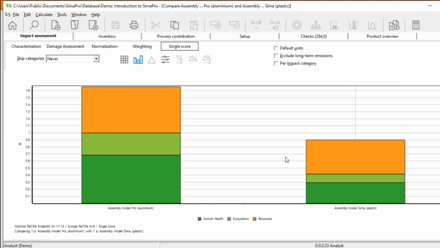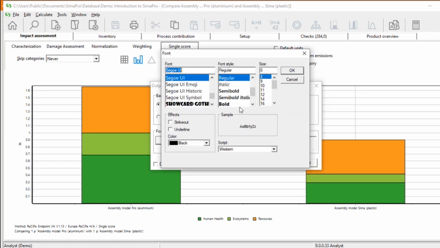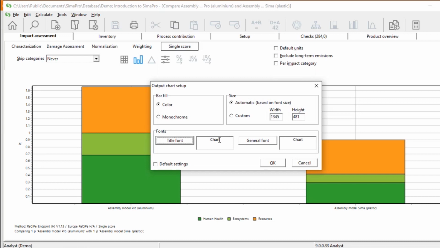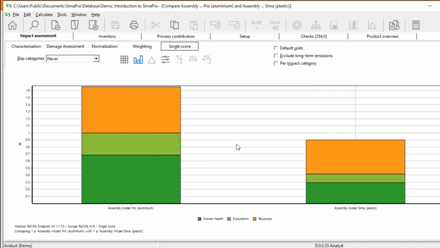Now if you want to extract the results, you can see this one copy button. You can just click here, but unfortunately I will not be able to copy or extract the result because this is a demo version. If you want to extract the results, you need to have your licensed version. So just copy and you will get this window. You can play around with your graphs, like title, font, this and that, and so on. And then once you click, I get the pop-up window: SimaPro, this demo version, this function is not available in the demo, so you need to have the license.